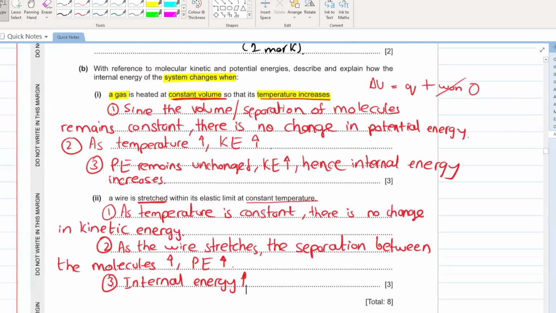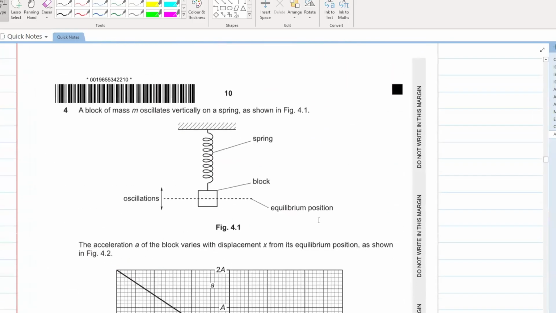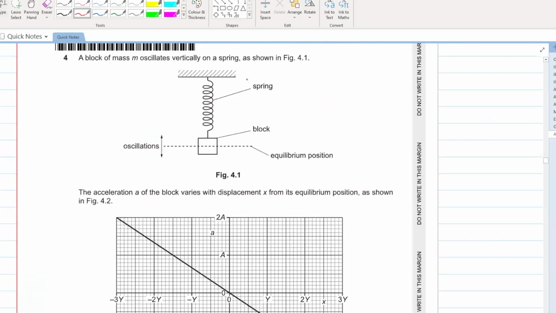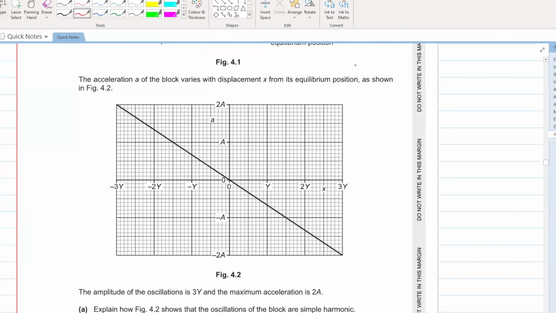Literally easiest 8 marks of A2. Let's move ahead. A block of mass m oscillates vertically on a spring as shown in figure 4.1. So there is a block of mass m, oscillating like this. The acceleration of the block varies with displacement from the equilibrium position as shown in figure 4.2. So an acceleration versus displacement graph is given.